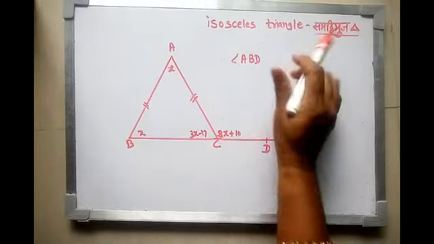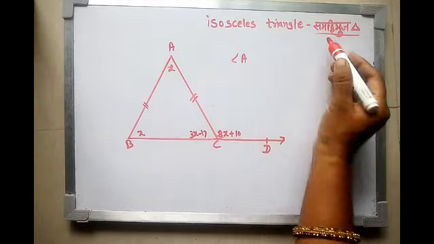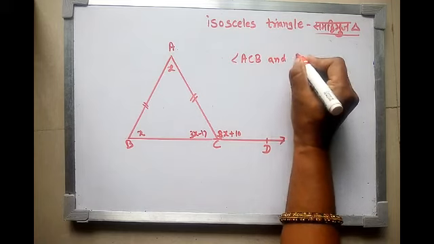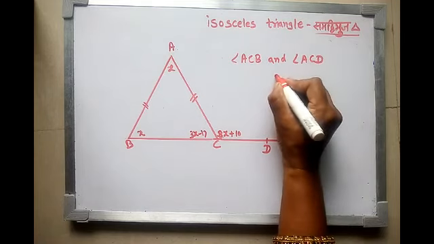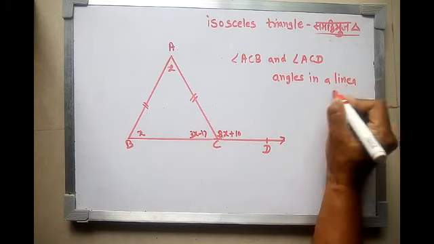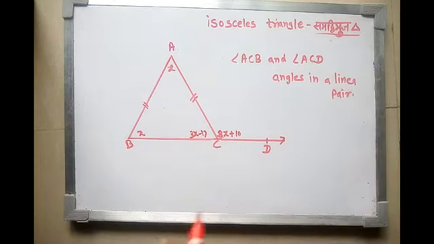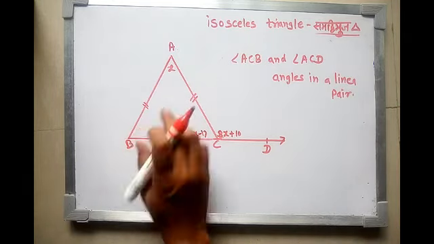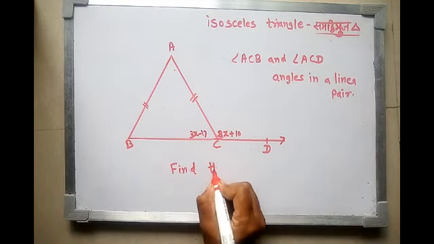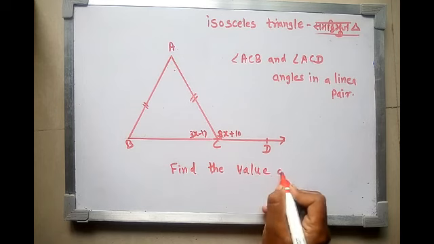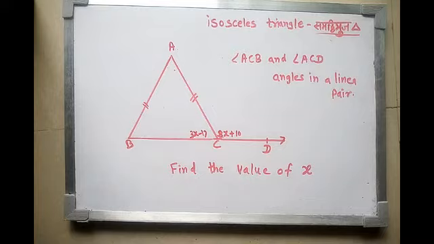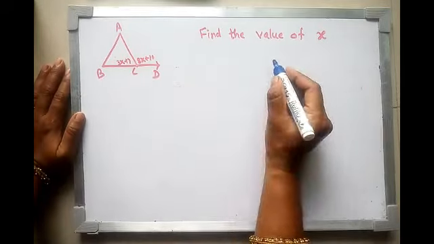Here I draw a rough figure of an isosceles triangle. In an isosceles triangle, two sides are of equal measure. Angle ACB and angle ACD are angles in a linear pair. The sum of these two angles is 180 degrees. Find the value of x, then we can find these two angle measures.